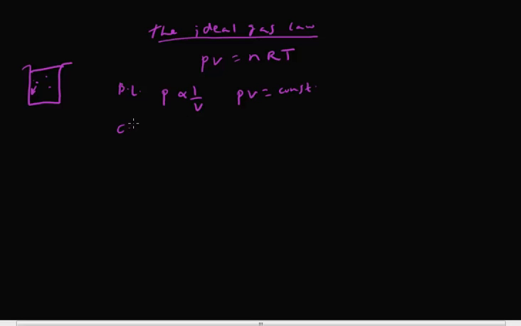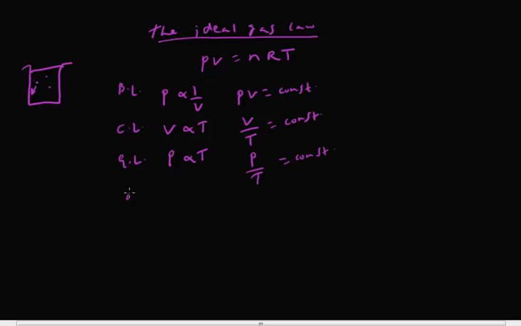Then you have Charles' law, which says that volume is proportional to temperature. You increase the temperature, the gas particles gain more kinetic energy and they take up more space, so the volume increases. In other words, volume over temperature is a constant. Then you have Gay-Lussac's law, which says that pressure and temperature are directly proportional, which means when you increase the temperature, the particles have greater kinetic energy, so they're going to collide more frequently with the walls of the container. More collisions mean more force being applied on the walls of the container, so the pressure increases. In other words, pressure over temperature equals a constant.